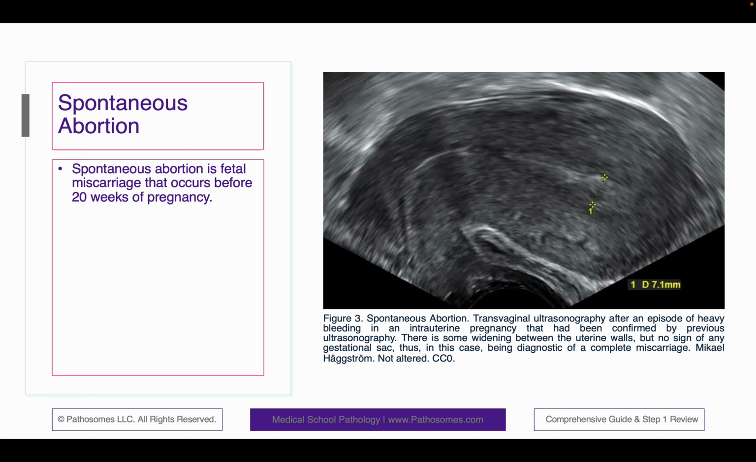Now, what's a spontaneous abortion? Well, a spontaneous abortion is fetal miscarriage that occurs before 20 weeks of pregnancy. To the right here, we have a transvaginal ultrasound after an episode of heavy bleeding in an intrauterine pregnancy that had been confirmed by a prior ultrasound. So, unfortunately, there is some widening between the uterine walls, but no sign of any gestational sac. Thus, this is diagnostic of a complete miscarriage.